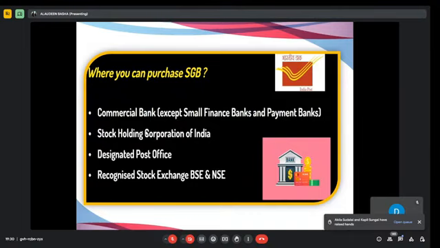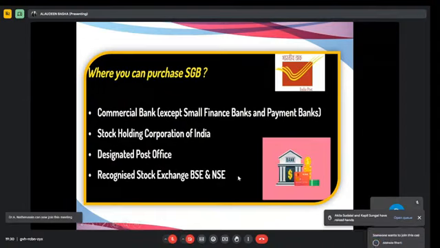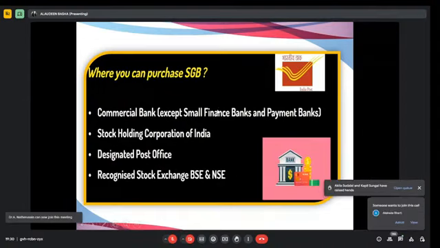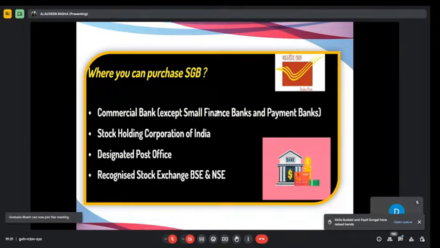You can purchase this SGB through the Stock Holding Corporation of India, a post office, the NSE or BSE exchanges, or any commercial banks except small finance and payment banks. You can buy from any of the listed options. My suggestion is to buy online through a Demat account. Then only can you get the discount, 8 grams into 50, 400 rupees, per the gram when you buy the SGB through a Demat account. So my suggestion is that you always buy online.